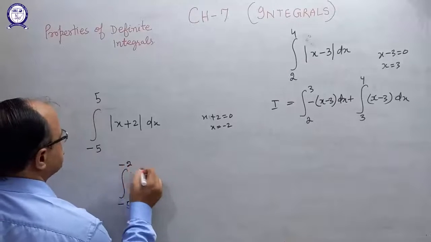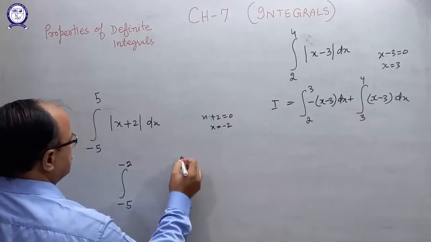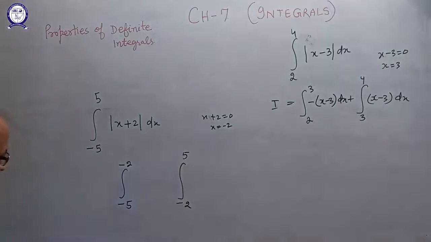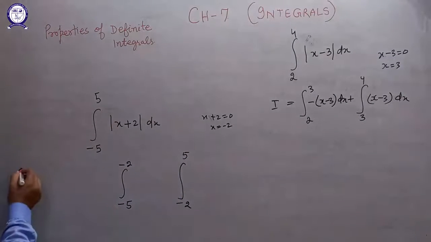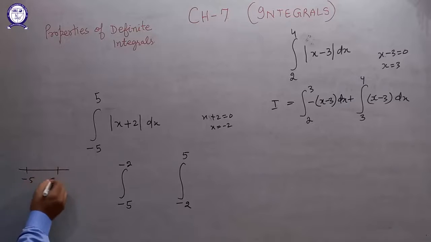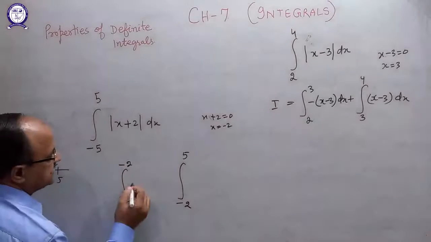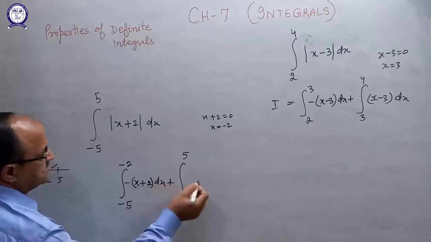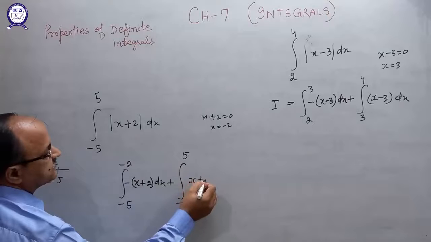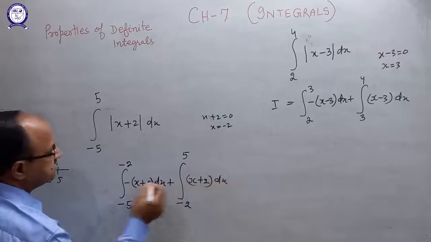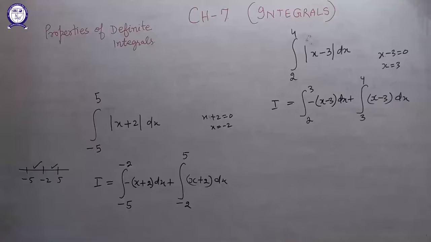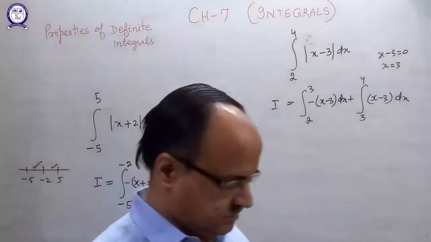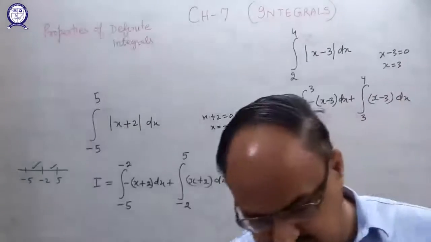You can write like this: minus 5 to minus 2 and minus 2 to 5. Minus 5 to 5 is our limit, with minus 2 in between. In the left hand side, write the negative of this function, minus x plus 2 dx, plus, in the right hand side, write the positive function. Correct? Property number P2 is clear.